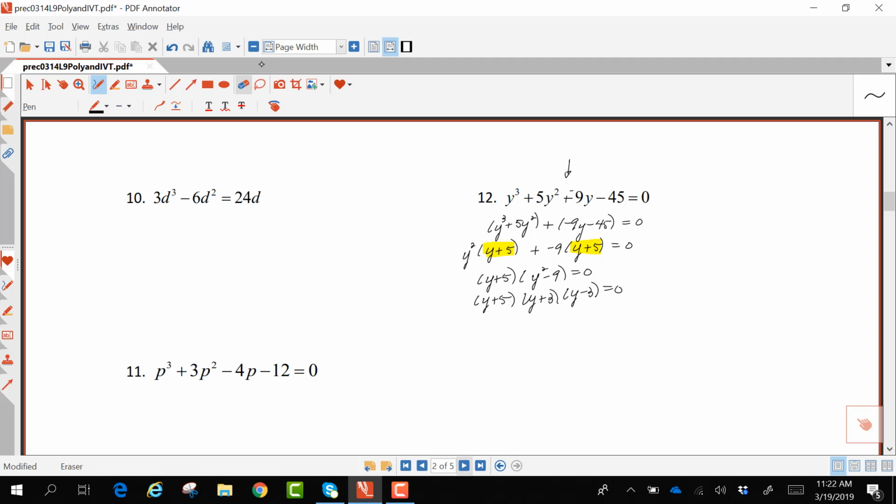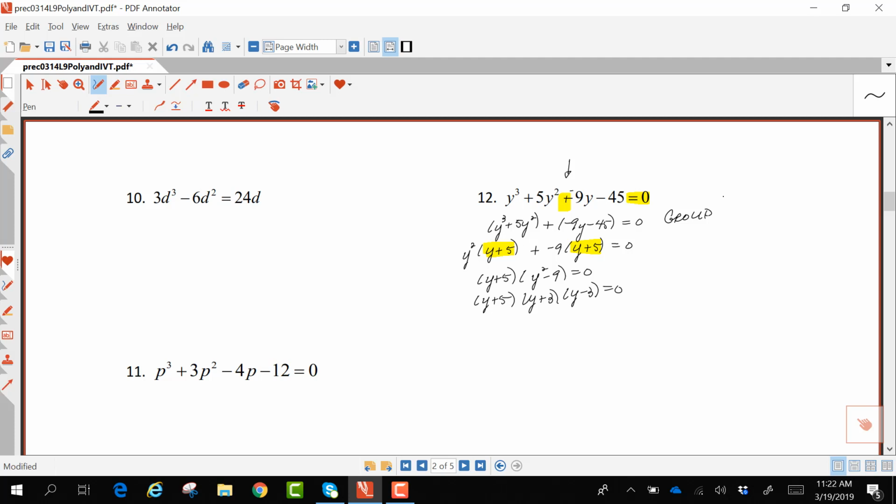Here we look at number 12. Number 12 is already set equal to 0, but it is not factored. When you have a 4-term polynomial, you want the middle term to always be a plus sign. So instead of minus 9y, we would rewrite this as plus a negative 9y. Then we would group, meaning we would put parentheses around the first two terms and parentheses around the second two terms with the plus sign in the middle.